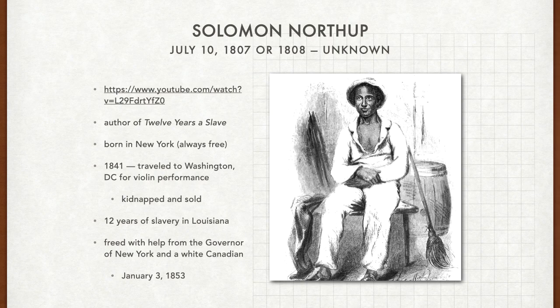So Solomon Northup was born July 10th, 1807 or 1808. We're not quite sure, and we do not know when he died. Okay? And this is a picture that they drew of him for the cover of his book, 12 Years a Slave. We'll talk about why we don't know when he died.